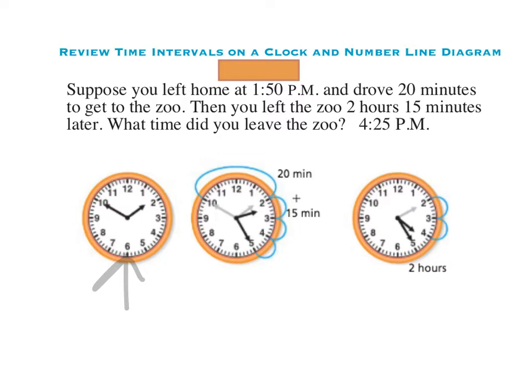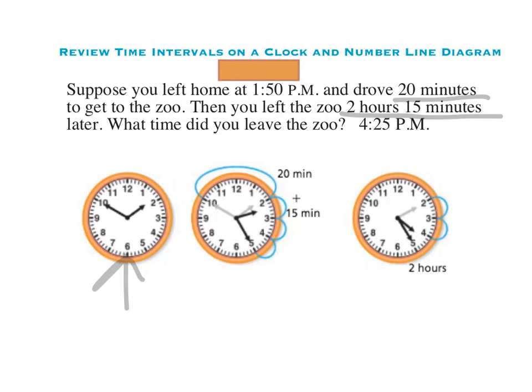And it's giving you two different elapsed time indicators here. So if you drive for 20 minutes to get to the zoo, then you stay at the zoo for 2 hours and 15 minutes, and then you leave. What time do you actually leave?